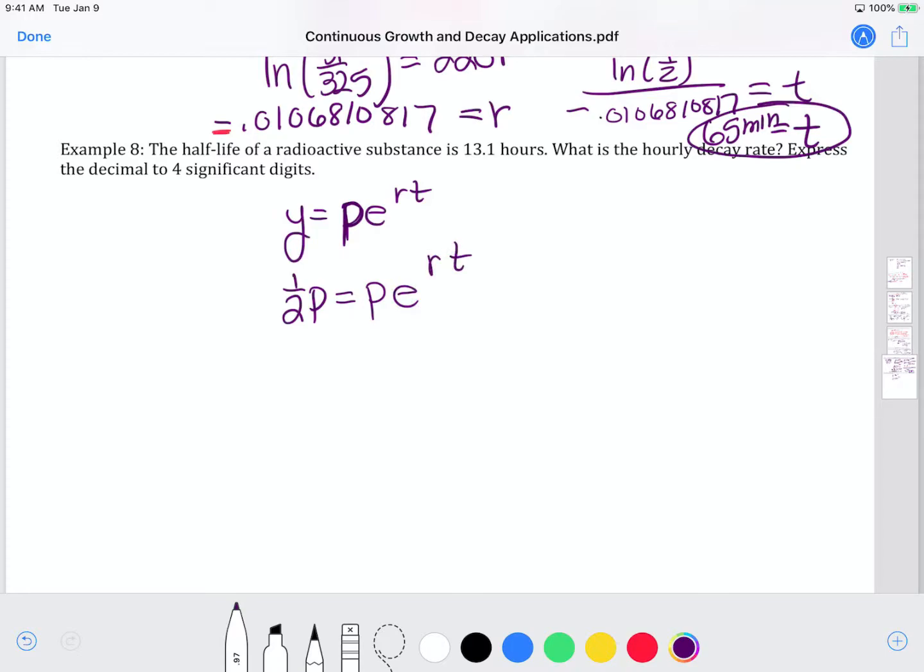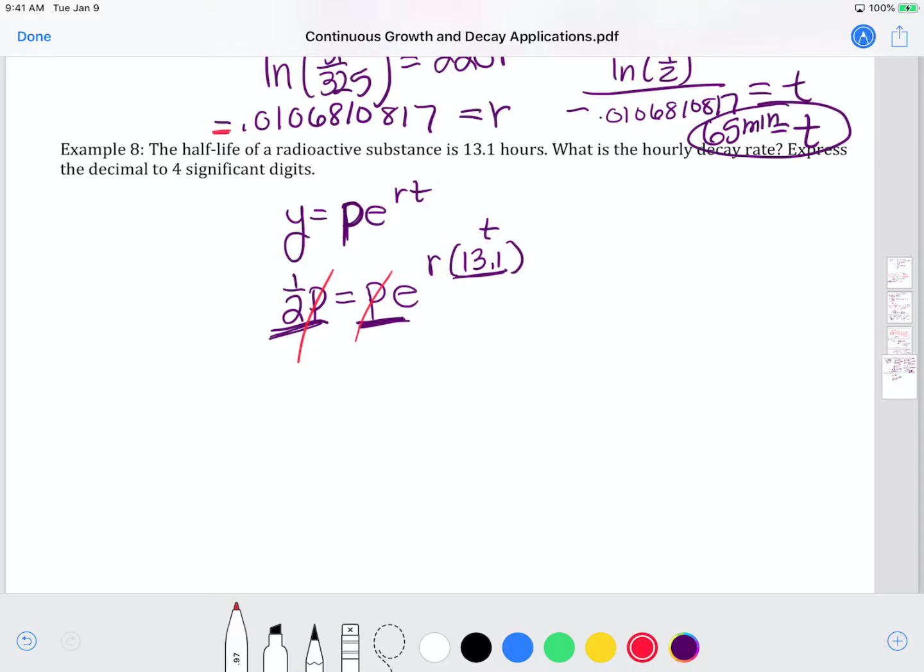And since if I start with P and I end up with half P, it's telling me it takes 13.1 hours to do that, I can plug in that 13.1 for t. So it takes 13.1 hours to go from P to half P. And now I can solve this for r to figure out what the hourly rate would be. So I don't even need to know what P is.